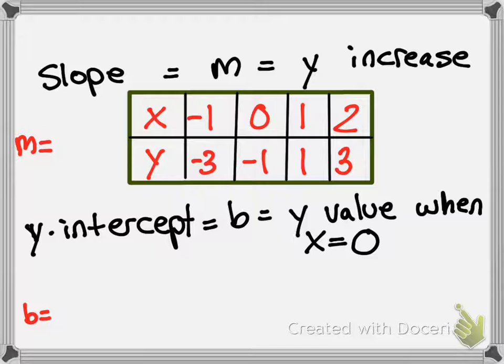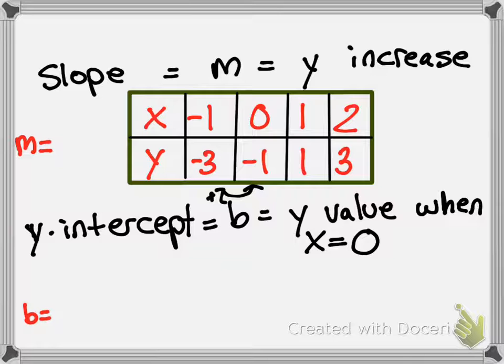Our slope is equal to our M, which is equal to the y increase. Those are all the same things. Our y-intercept is our B, which is the y value when x is 0. So, how much is our y increasing by in this case, Miles? Our y is increasing by 2. Yeah, so each time we're increasing by 2. And we already made sure that this is all increasing by 1. That's what matters. So it's increasing by 2.